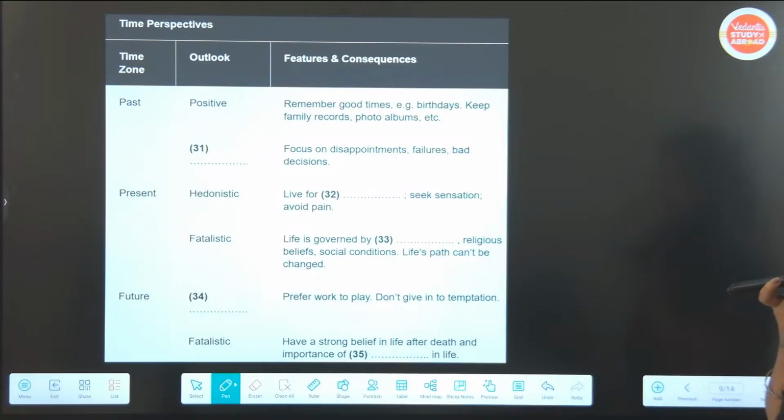Looking at the future time zone, we can see that people classified as future active are the planners and go-getters. They work rather than play and resist temptation. Decisions are made based on potential consequences, not on the experience itself. A second future-orientated perspective, future fatalistic, is driven by the certainty of life after death and some kind of judgment day when they will be assessed on how virtuously they have lived and what success they have had in their lives. Okay, let's move on.